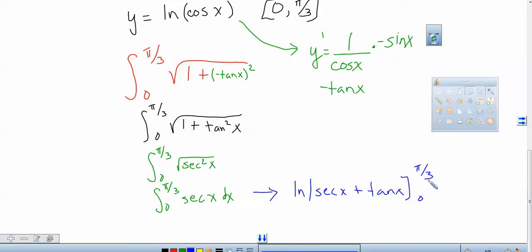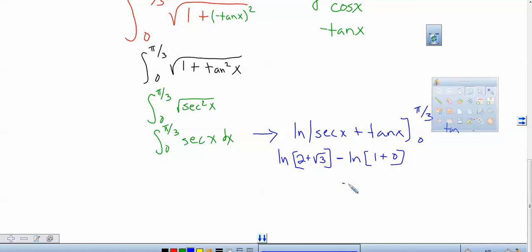And I don't know what that is. I guess I could figure that out. The natural log of secant at pi over 3, which is 2, plus the tangent at pi over 3, which is square root of 3, minus the natural log of the secant at 0, which is 1, plus the tangent at 0. What is tangent at 0? That would be 0 over 1, which is 0. And right here, minus the natural log of 1. Remember, the natural log of 1 is 0. So this is my answer. Okay, that's it. Have a wonderful day. I will see you in class.